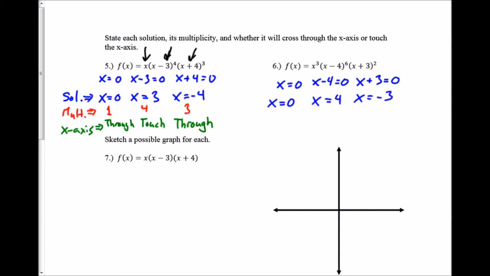And now I want to talk about the multiplicity. That x was being raised to the 3rd power, which means I would get that solution 3 times, so the multiplicity here is 3. The x minus 4 was being raised to the 6th power, so I'd get this solution 6 times. And the last one was being squared, so I would get this solution twice. Okay, so that's my multiplicity, and that tells me about the graph. This one is going to pass through the x-axis. This one is just going to touch the x-axis. And this one's also just going to touch the x-axis. Again, when the multiplicity is odd, it passes through, and when the multiplicity is even, it just touches. All right?